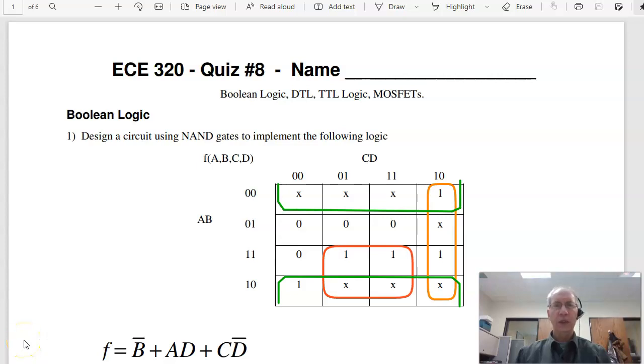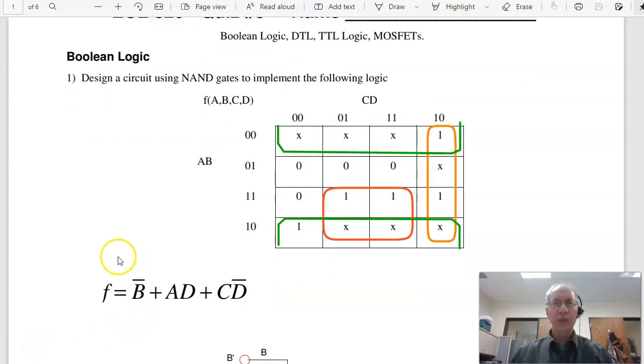Here's the solution to quiz number 8 for ECE 320 for spring 2022. The first problem is implement the following logic using NAND gates. To do that, you circle the ones. So here's a set of ones.